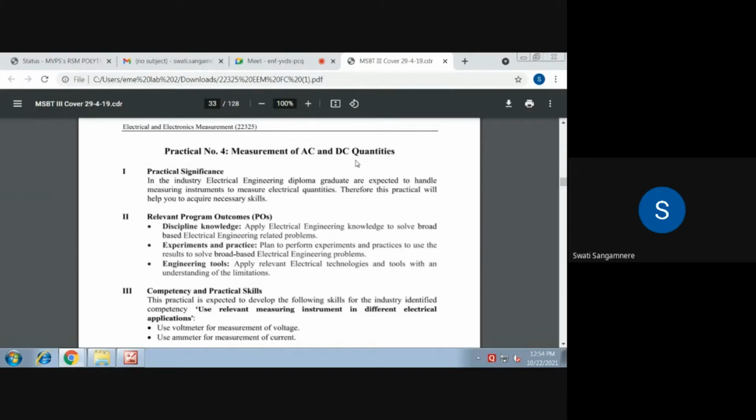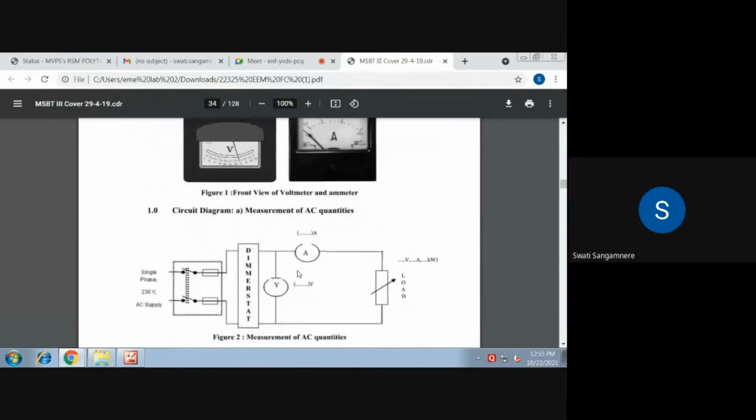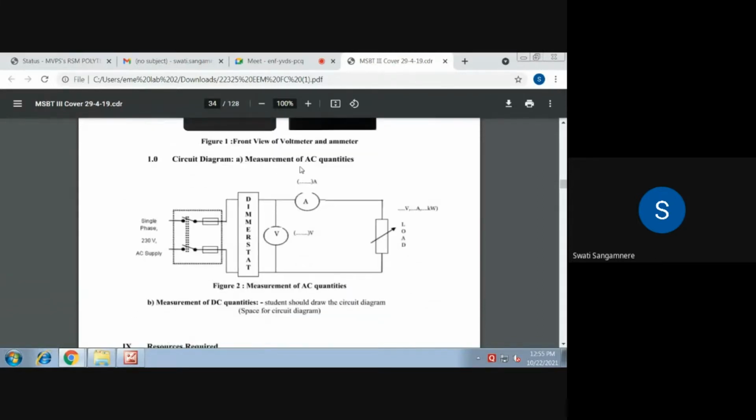So we can study in the first practical how to identify an AC voltmeter and AC ammeter. For measurement purpose we can use a moving iron instrument. By using that instrument we measure the AC voltage as well as AC current. So this is the circuit diagram for measurement of AC quantities.